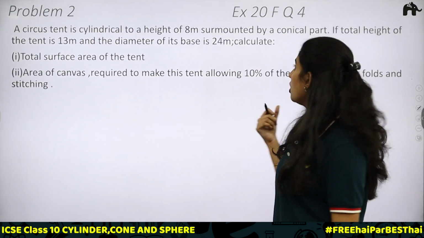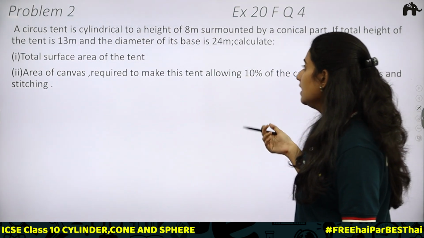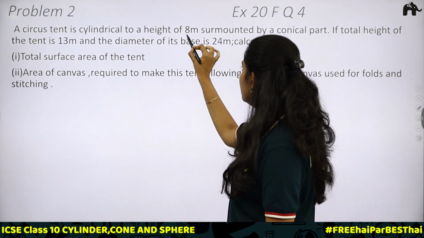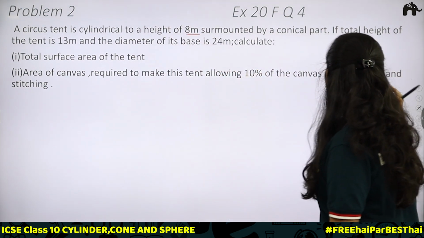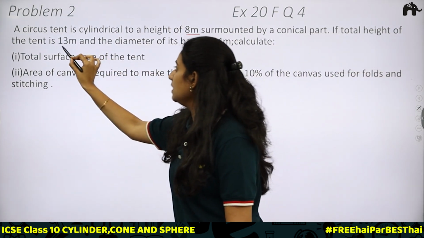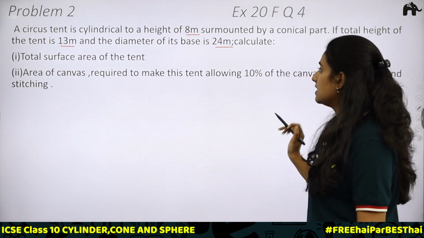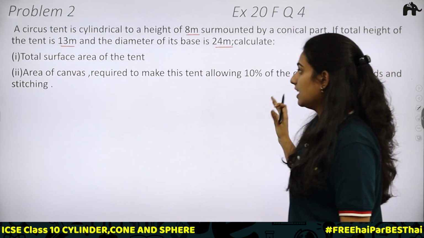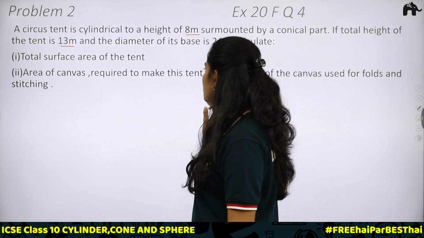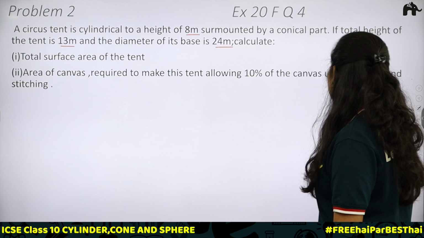Clear? Second problem, question 4 of exercise 20F. A circus tent is cylindrical to a height of 8 meters surmounted by a conical part. If total height of the tent is 13 meter and the diameter of its base is 24 meter, calculate total surface area of the tent. And the second, area of canvas required to make this tent, allowing 10% of the canvas used for folds and stitching.